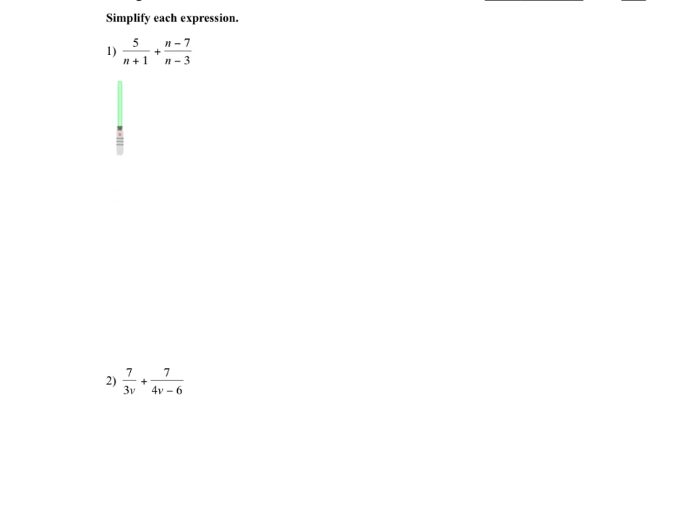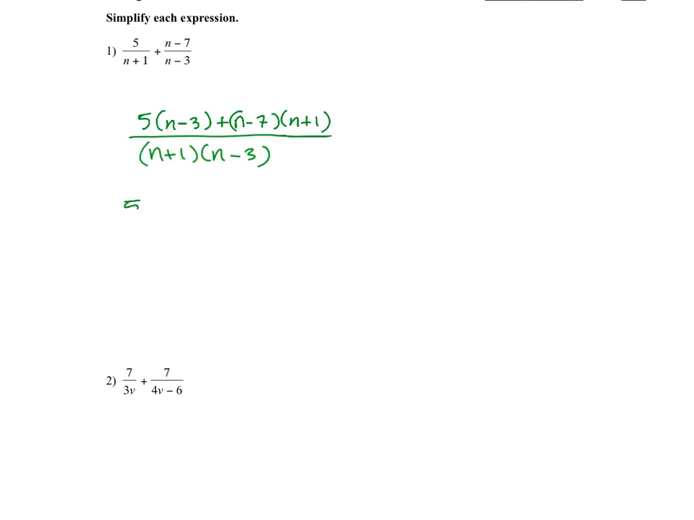And as you can see, I don't have any factor in common between them. So in this case, my common denominator is going to be n plus 1 times n minus 3. In the first fraction, comparing the denominator, I'm just missing the n minus 3. So that means I have to multiply 5 times n minus 3. And on my second one, I'm missing the n plus 1. So I have n minus 7 times n plus 1.